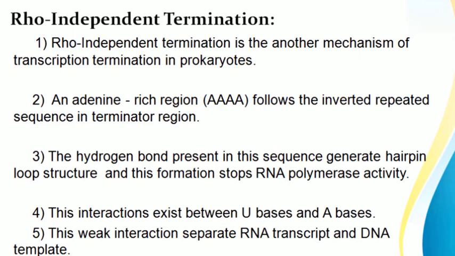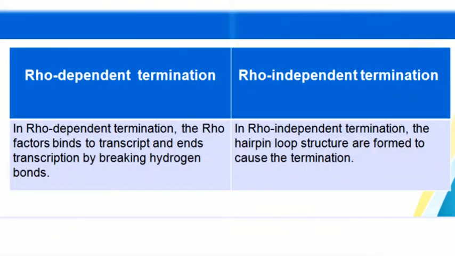Now, the difference between rho dependent and rho independent termination. The primary difference between these two terminations is: in rho dependent termination, the rho factor binds to the transcript and ends transcription by breaking hydrogen bonds, whereas in rho independent termination, the hairpin loop structure is formed to cause the termination.